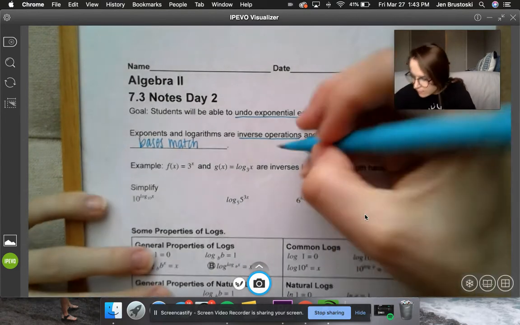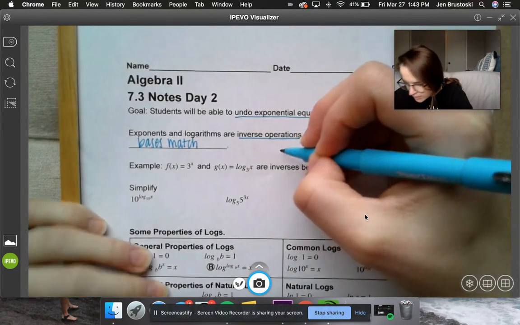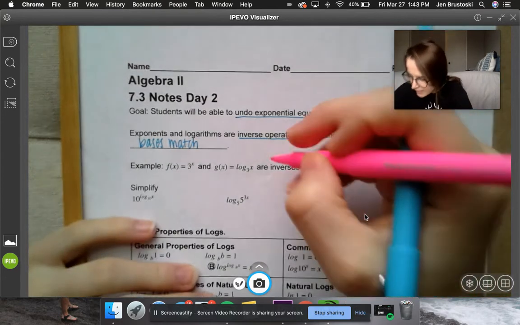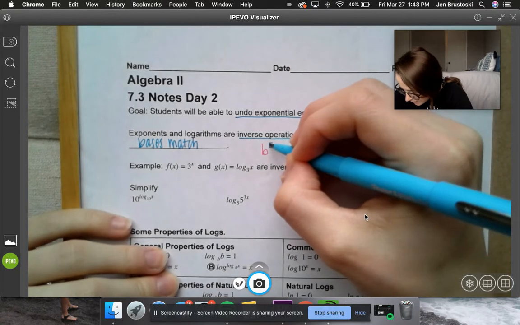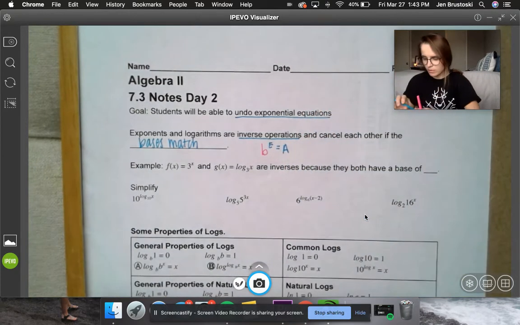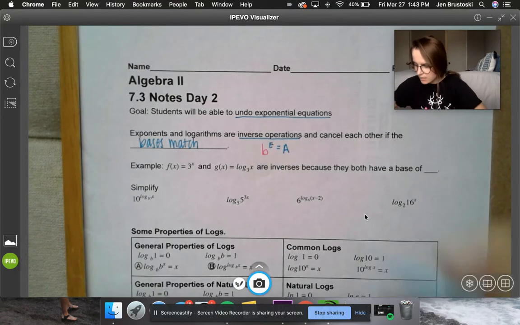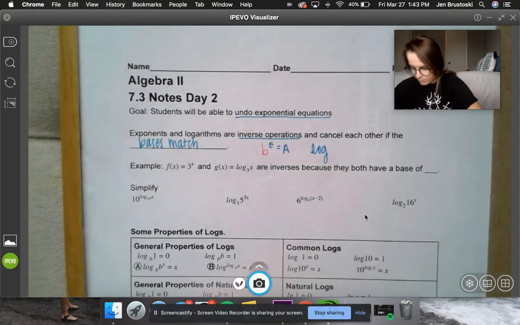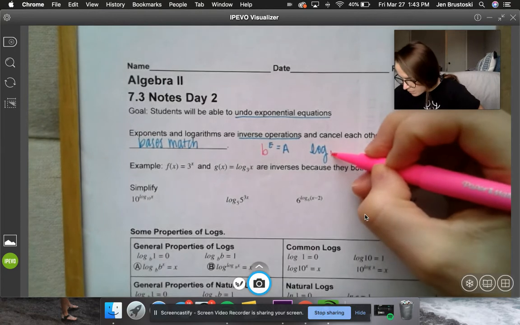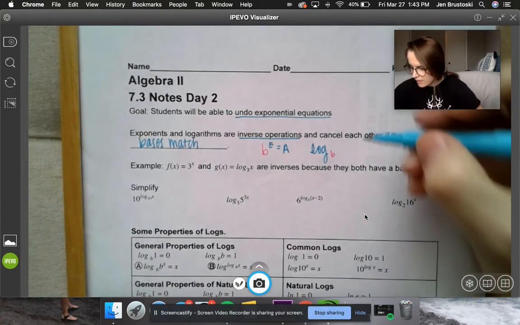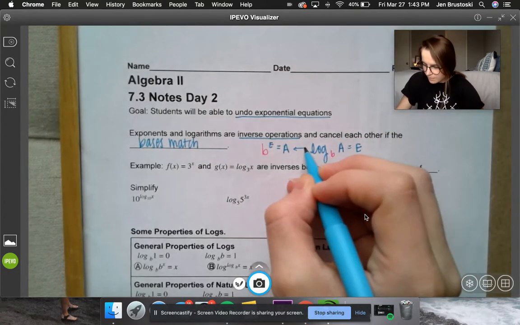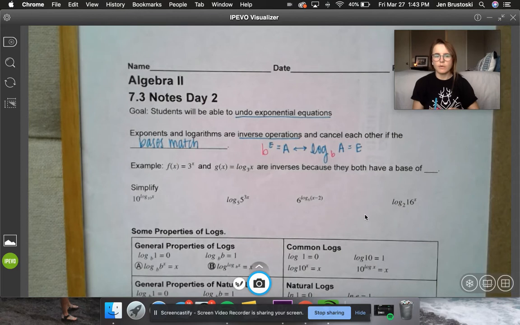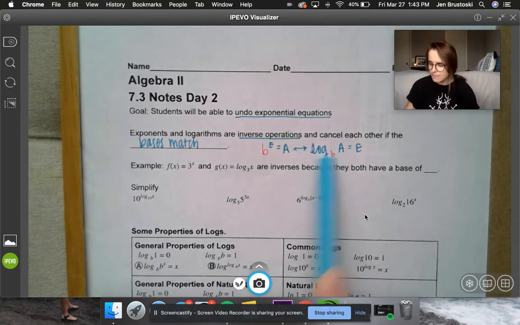Okay, so if we have our equation, I'm going to use pink for our base. If I have b to the e equals a, you remember that log form is the same thing: log base b of a equals e. So b is our base in both of those. If those two things match, then they're able to cancel each other out.